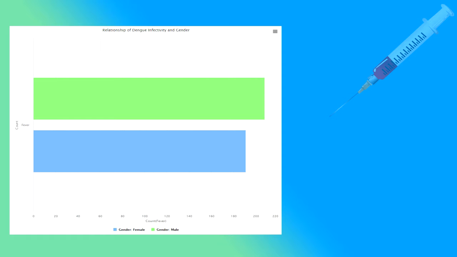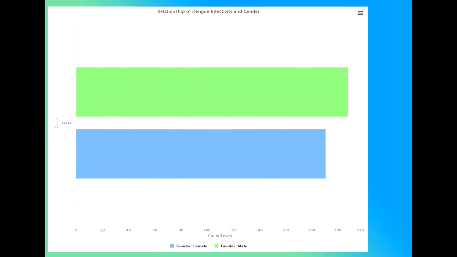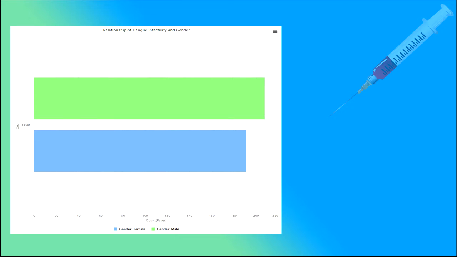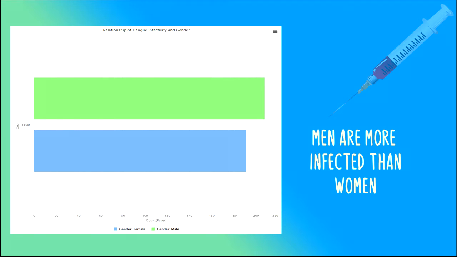This graph shows the relationship between gender and symptoms of patients infected with dengue. Based on the graph, dengue is more likely to occur in men than in women. According to a study, 88.6% of dengue cases cause fever. Additionally, it is also stated that males were more likely to be infected than females.